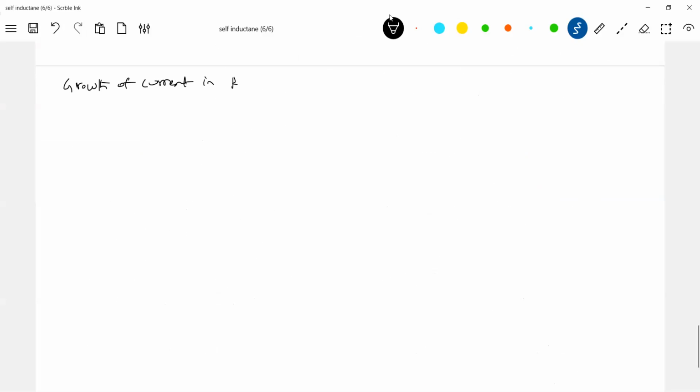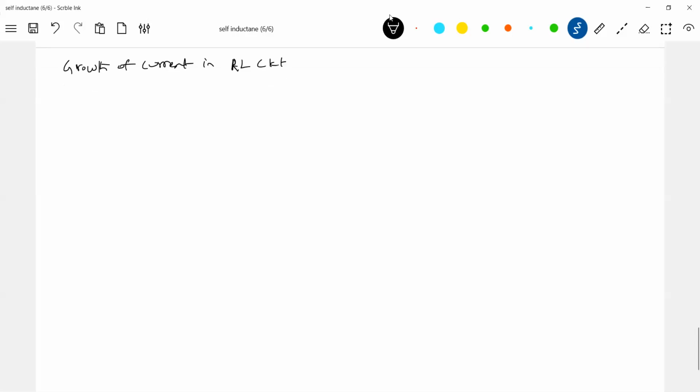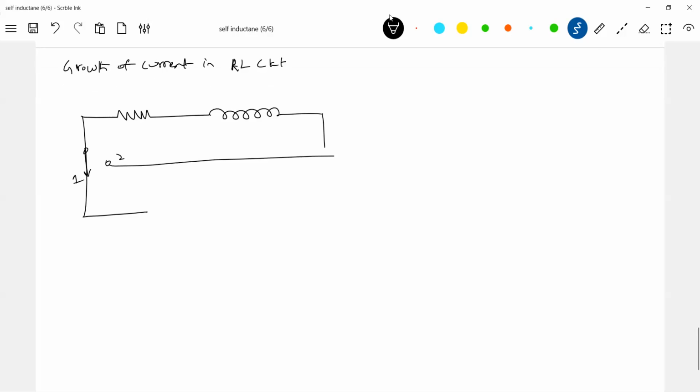Growth of current in an RL circuit. So I have a resistor, a coil, and a cell of EMF E. At t equals 0, I'll close the switch. Then I'll search for the expression for the current through the RL circuit here.